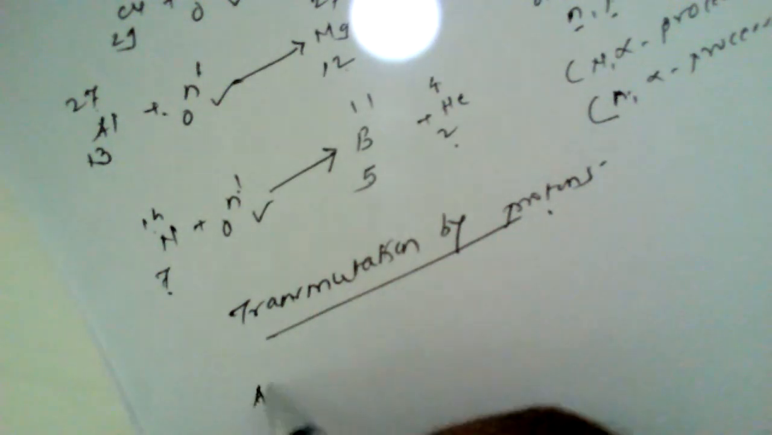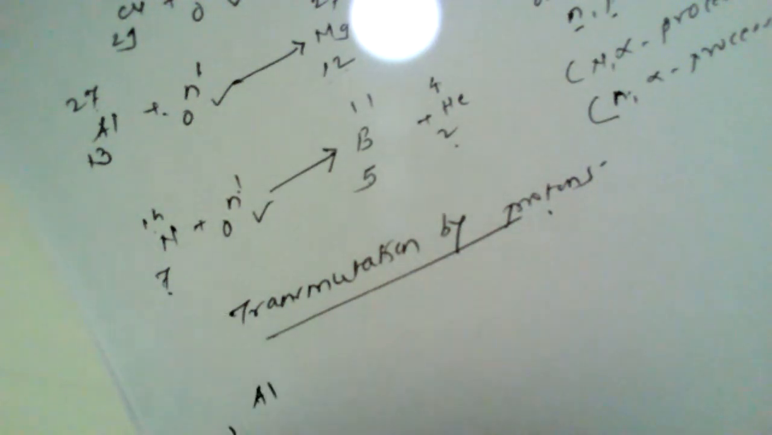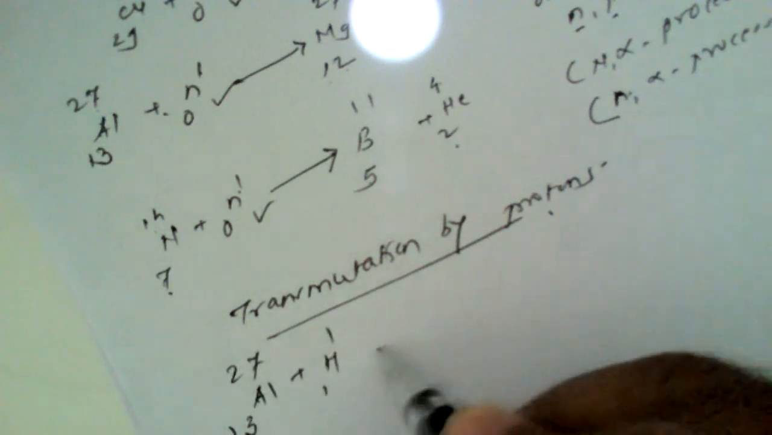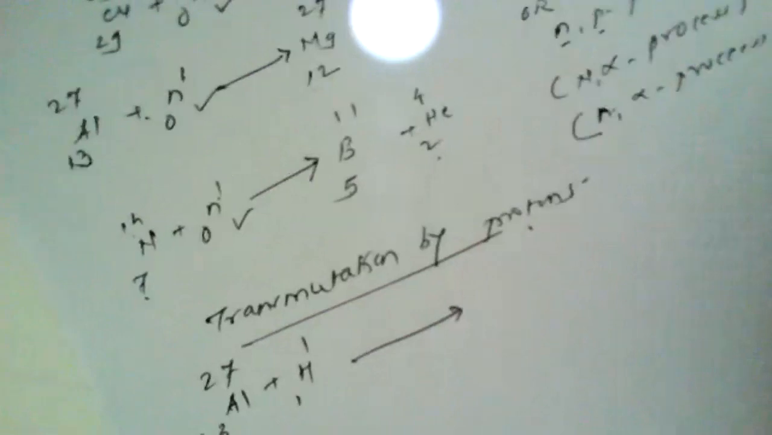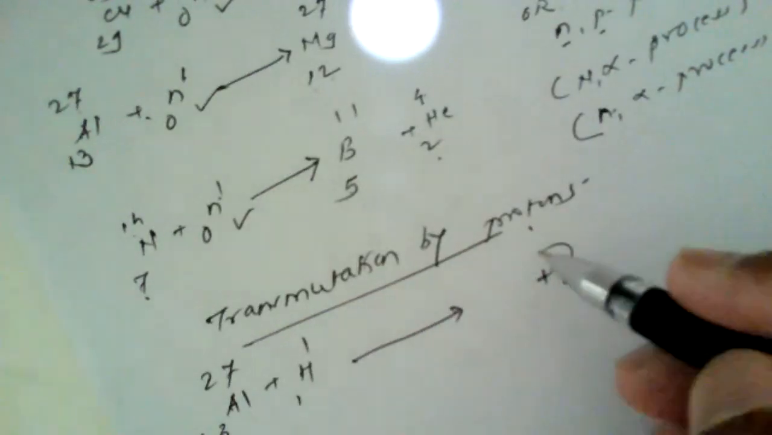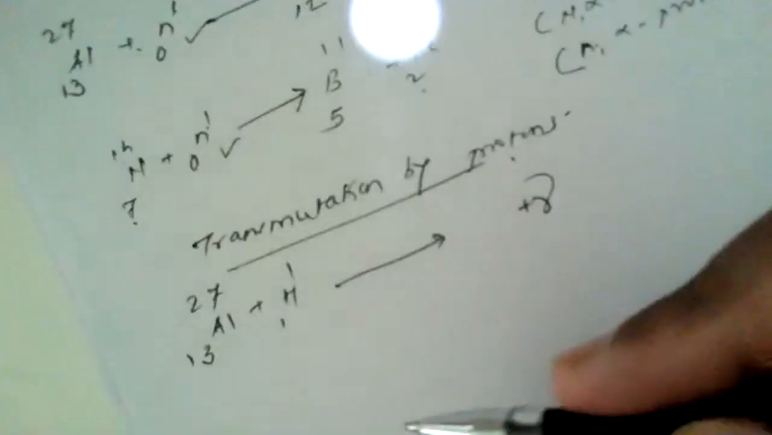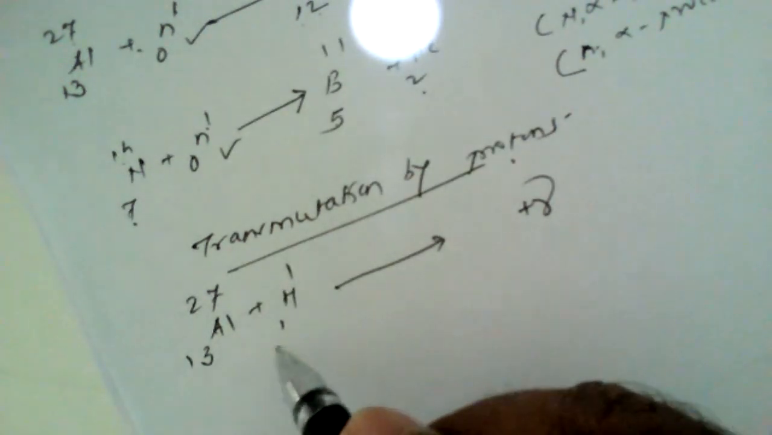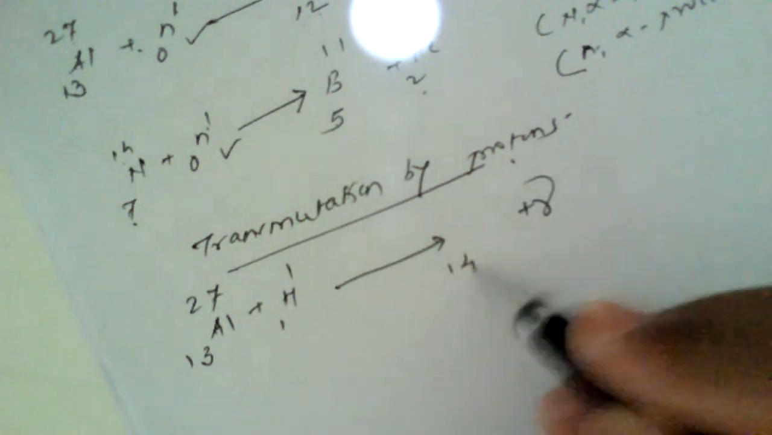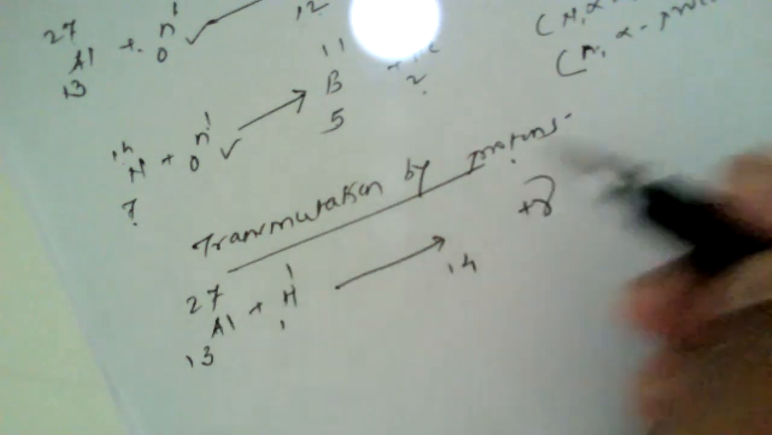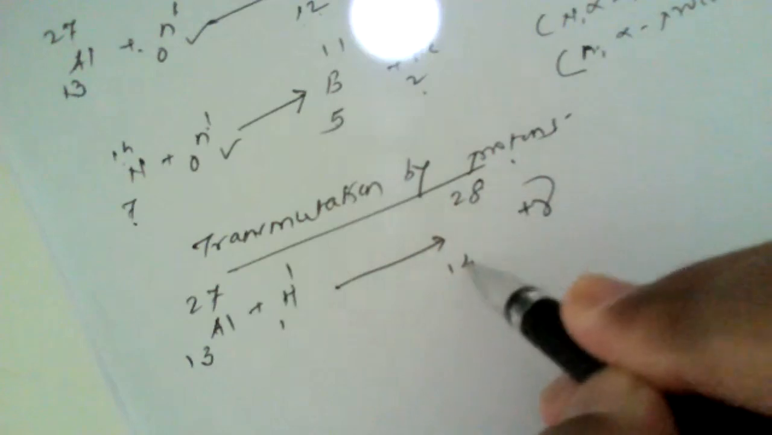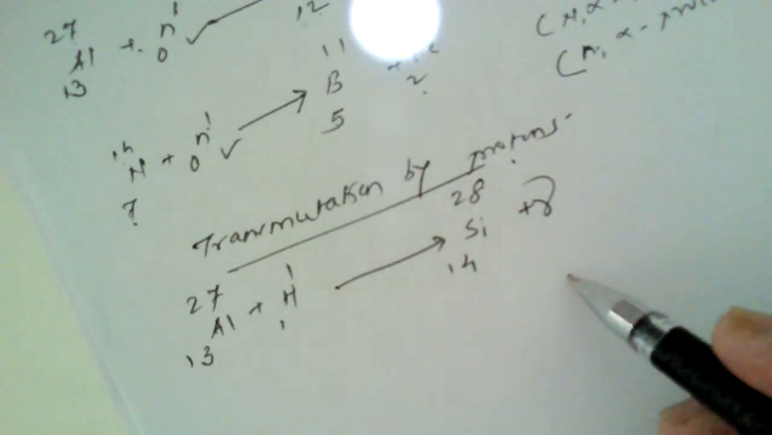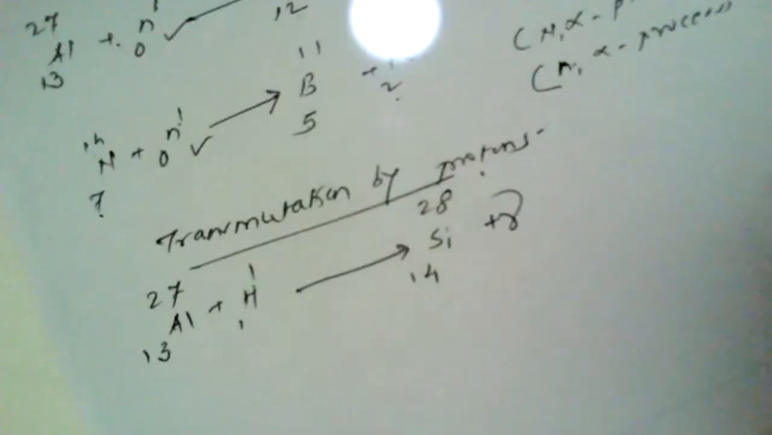Take for instance the example of again aluminium. We know 13Al27 and protons means 1H1. During this course, if gamma particles are ejected, now it is very easy to write the product. We just have to add the atomic masses. 13 plus 1 is 14, 27 plus 1 is 28. Atomic number 14 is of silicon. So silicon is obtained. How can we write this reaction?